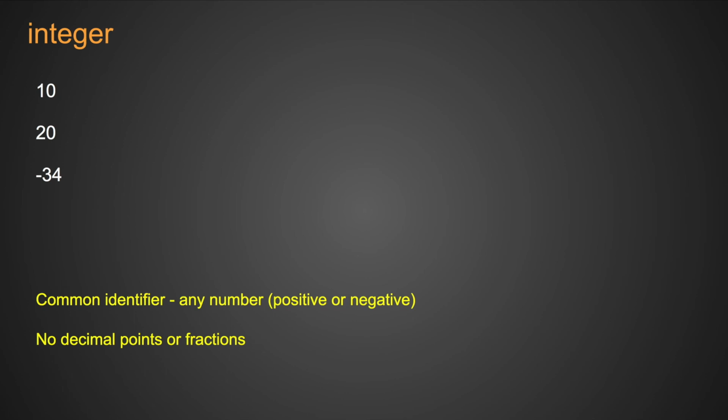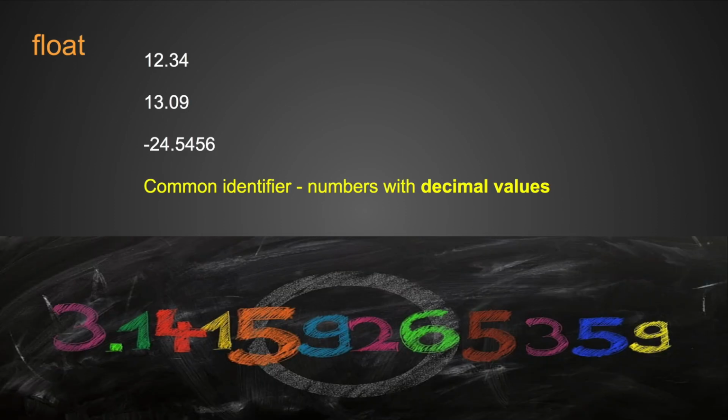When we talk about integers, the common identifier is that it is any number which is positive or negative, or it could be zero. The only difference is that it doesn't have any sort of decimal attached to it, or it doesn't have any fractions to it. So it's only the numbers ranging from all the negative numbers to all the positive numbers without any decimal points.